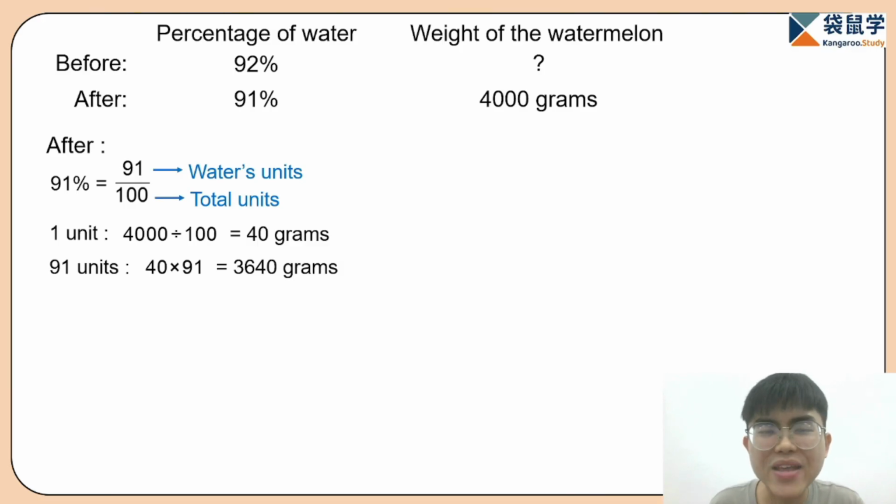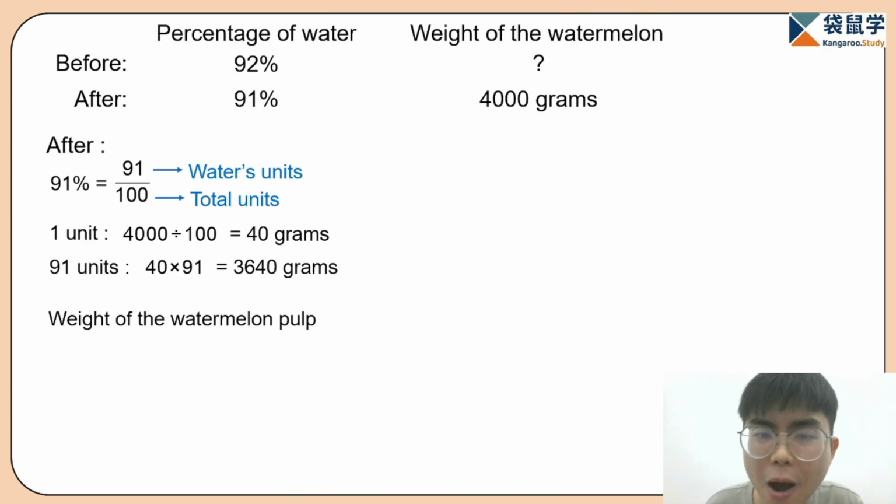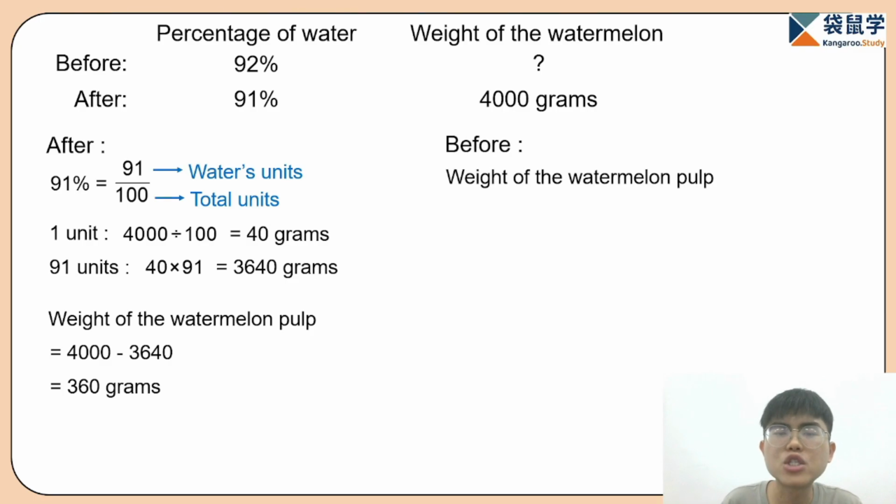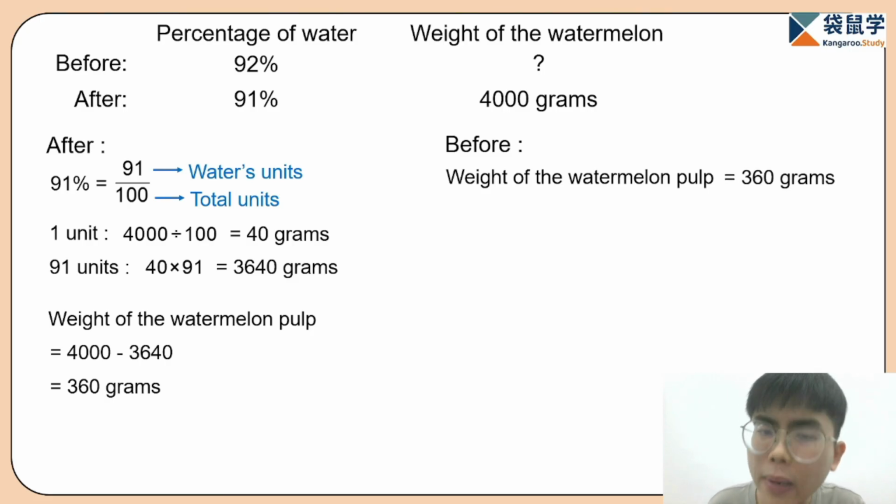But we still don't have any information for the situation before evaporation. Maybe you can find something that is constant before and after the evaporation. What will it be? It is the weight of the watermelon pulp, since the only weight that changed here is the water. So we can simply use 4,000 minus 3,640 and we will get 360 grams. Now we know that before the evaporation, the weight of the watermelon pulp is 360 grams and the percentage of water is 92%.